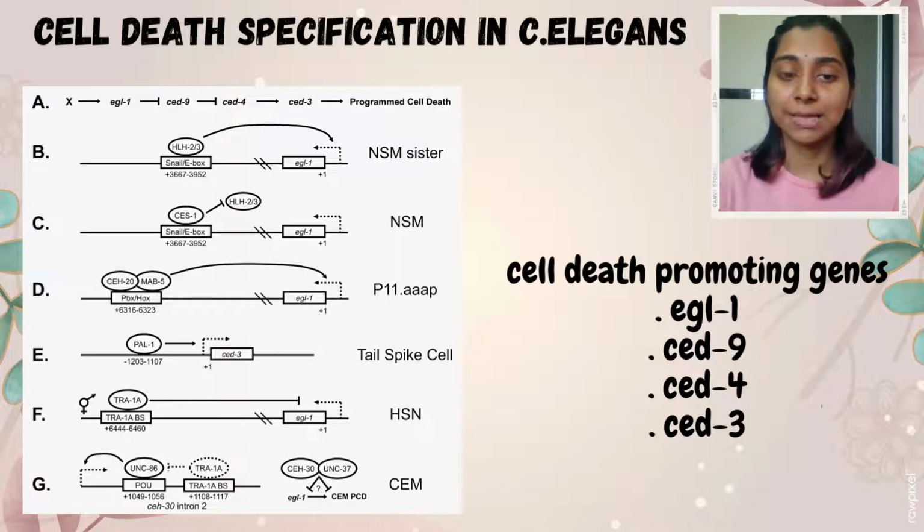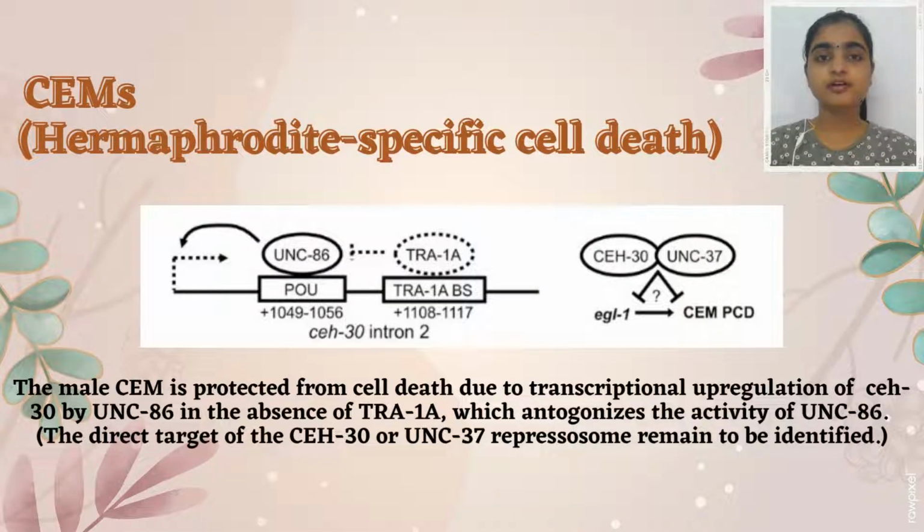There are various cell death specifications that happen in C. elegans. Previously, we have learned about NSM and HSN formation. The other cell death specifications are tail spike cell, NSM sister, P11.aap, and CM neurons. In all these processes, there are four main genes that function as cell death promoting genes, which are EGL1, CED9, CED4, and CED3.